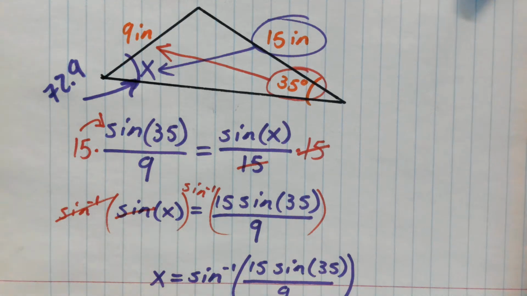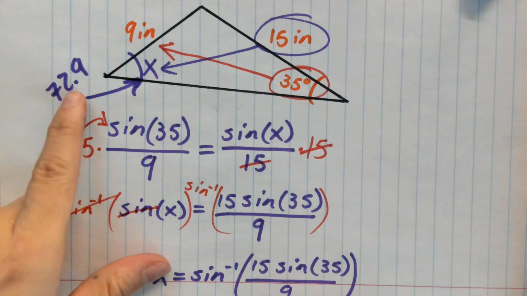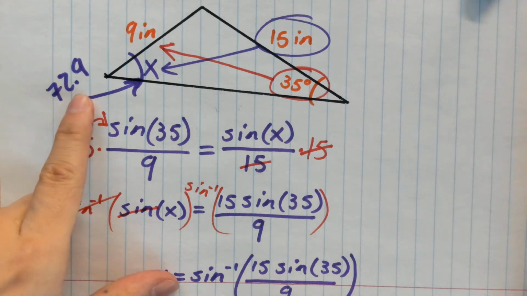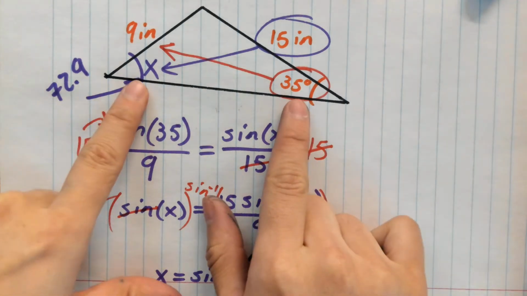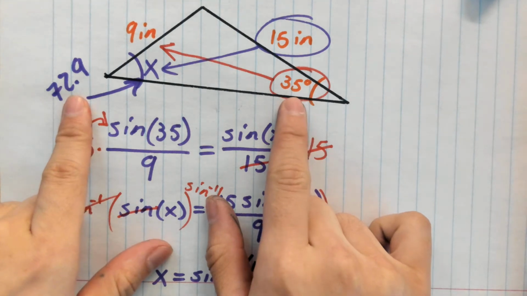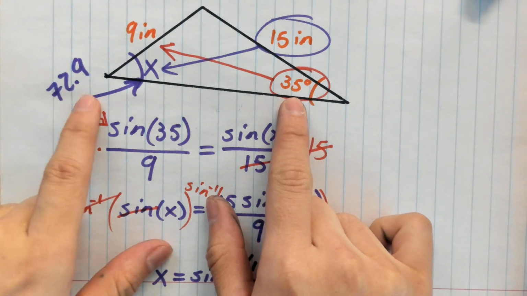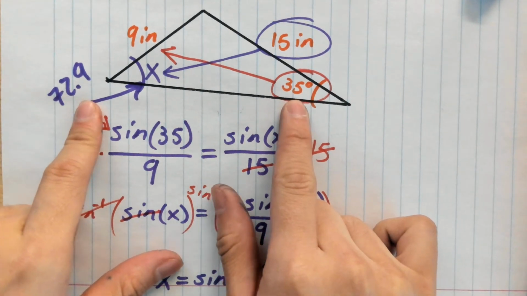Okay, this is the new thing. Here's where the multiple solutions come into play. You can see this angle that we got, 72.9. Well, now we have two angles. We know this angle is 35 and this angle that we just found is 72.9.